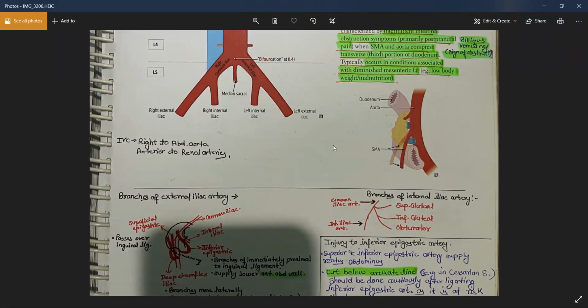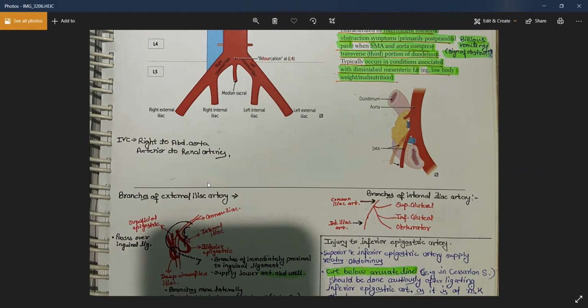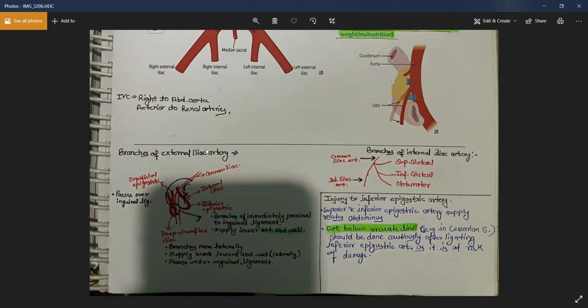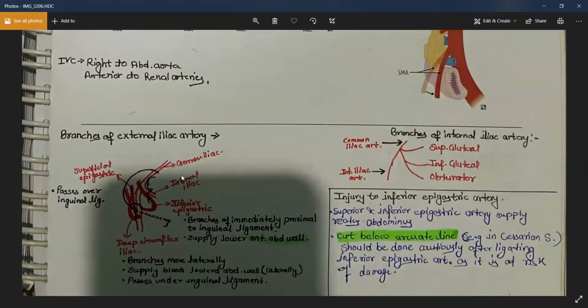Then you need to know about the branches of the external iliac artery and the internal iliac artery. For the external iliac artery, so you will first have the common iliac artery. Please mind my diagram. So this is a common iliac artery. It would be divided into the internal iliac and the external iliac. Now the external iliac, before the inguinal ligament, gives a branch which is known as the inferior epigastric artery.